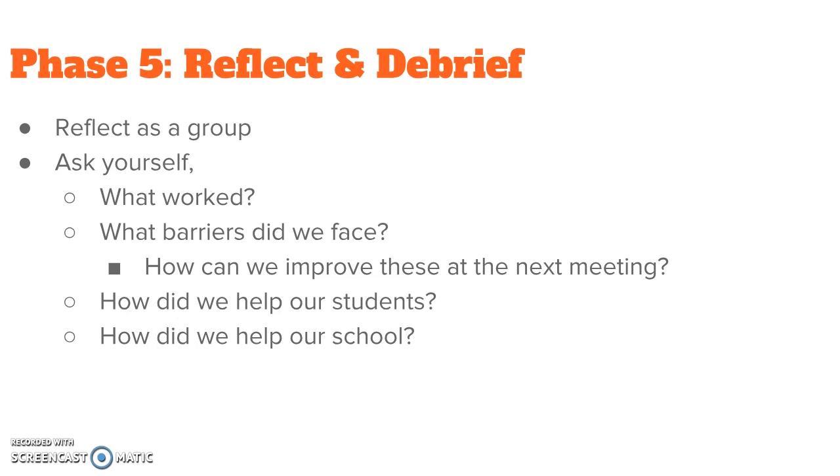So within this, the group is reflecting at the end of the process and asking themselves what worked and what didn't work for us. Were there barriers that we faced? How can we improve this for the next meeting? How do we help our students? How do we help our school?